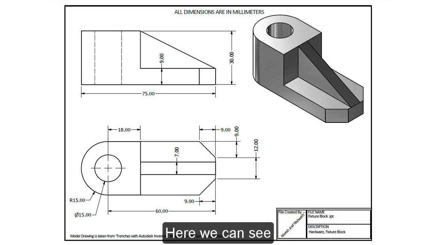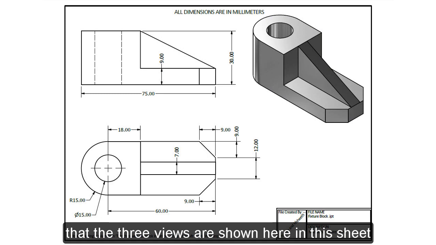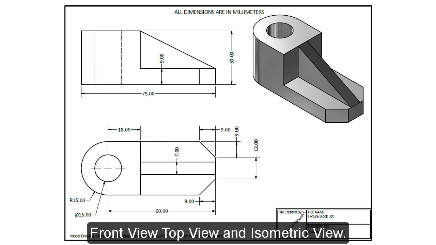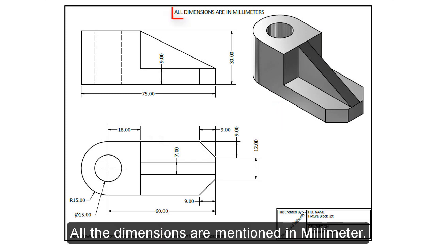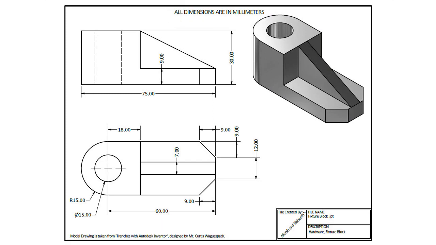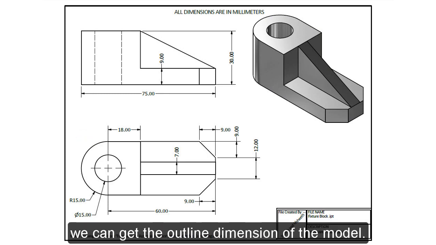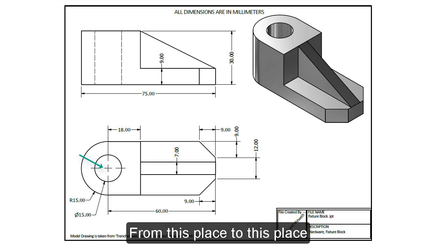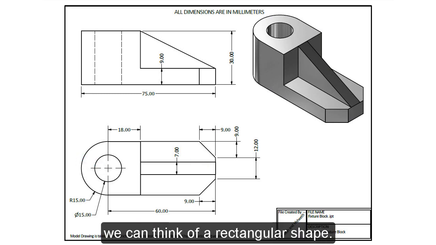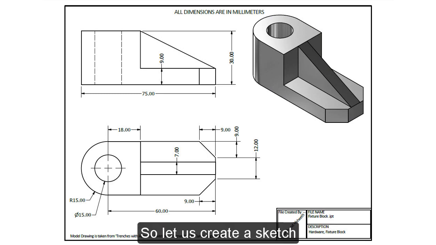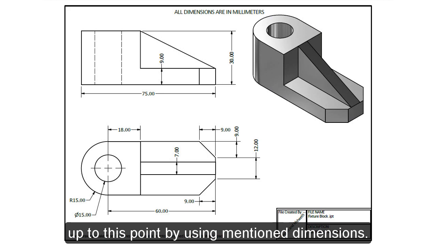Here we can see that three views are shown in this sheet: front view, top view and isometric view. All the dimensions are mentioned in millimeters. With the top view, we can get the outline dimension of the model. From this place to this place, we can think of a rectangular shape, and from here a tangent arc shape. So let us create a sketch up to this point using the mentioned dimensions.